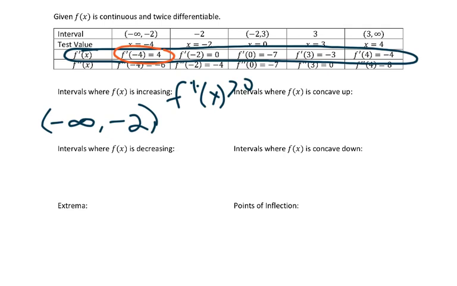Now it says intervals where f of x is decreasing, so we're looking in the same row, but now we're looking for where these values are less than 0. So let's see, I see it here, and I see it here, right? But it hasn't changed sign, so it's been decreasing from negative 2 to infinity. So that is going to be my interval of decrease.